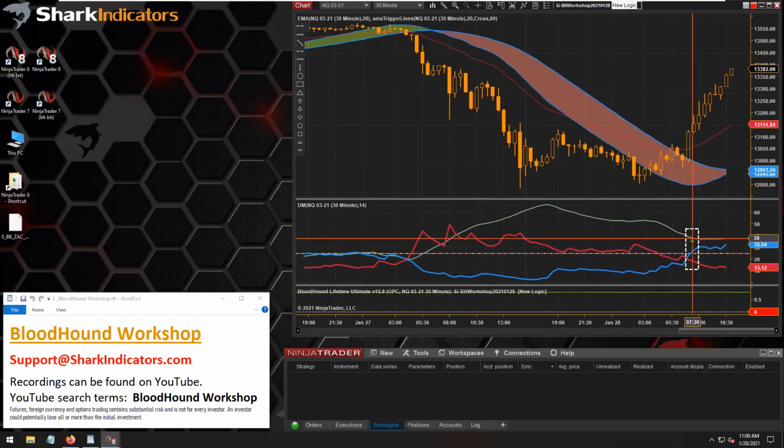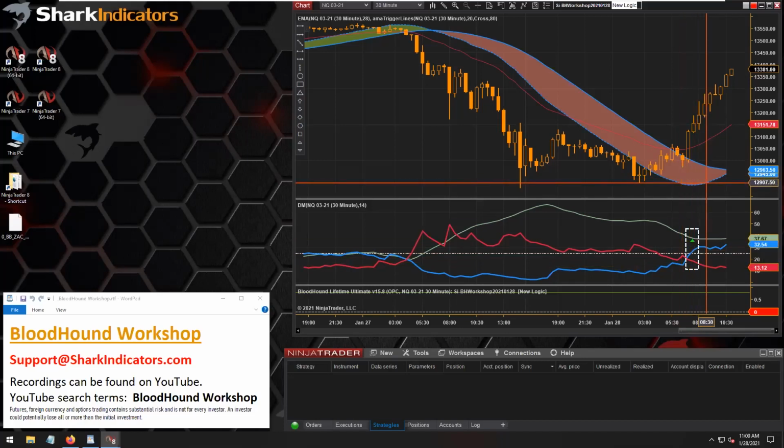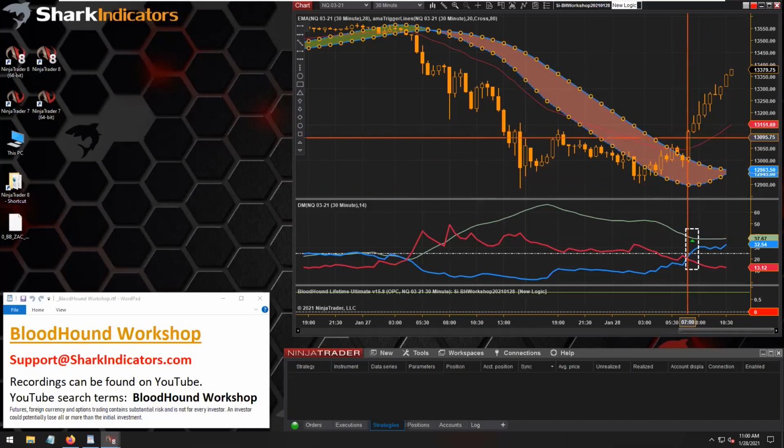So we need the ADX above the 25 level when our DI lines cross each other. So that's basically two conditions in one. Then our third condition is that price must close above our trigger lines here.